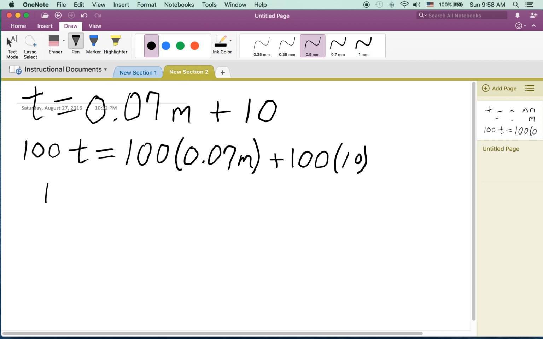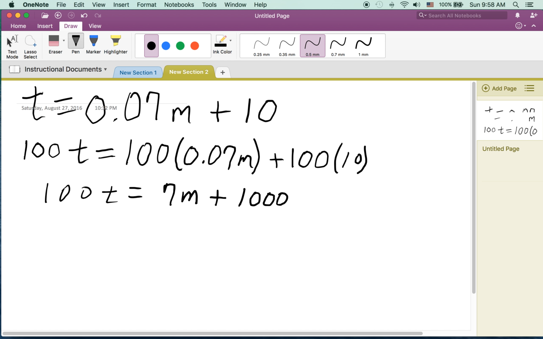So 100t. And when we do algebra, we always want to rewrite our equation over and over. It seems like a pain, but it's the best way to avoid errors. So 100 times 0.07 is 7. 100 times 10 is 1,000. Now we have something maybe a little easier to work with.